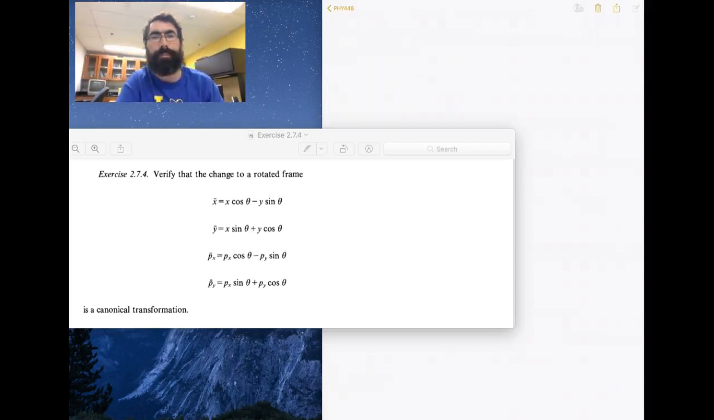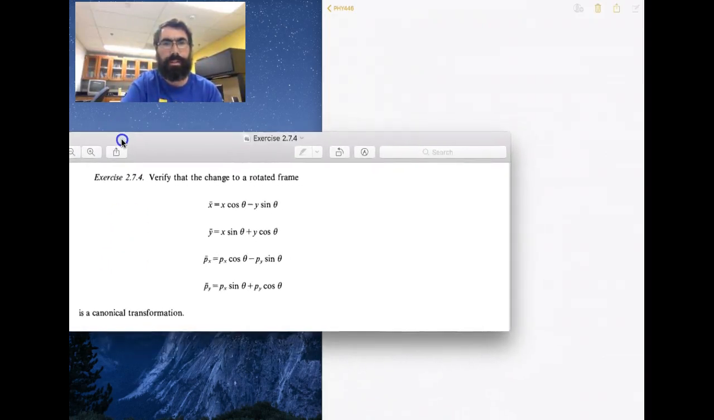I would like to go over one example from the book. This is exercise 2.7.4, and this is an example of testing whether or not a transformed frame of reference is a canonical transformation. So I've given right here the question, and we can see that we want to verify that in this rotated frame, we're rotating from x and y with components and momentum px, py, and we want to see if we rotate it into the x bar, y bar frame of reference.